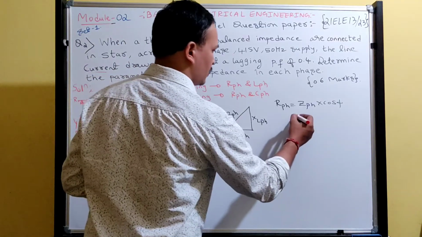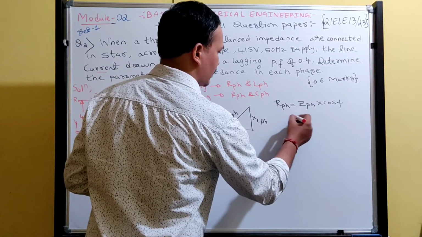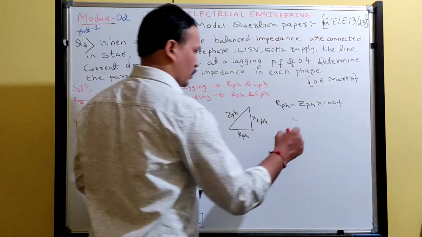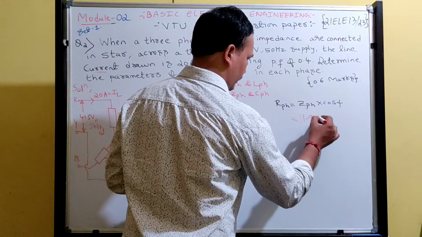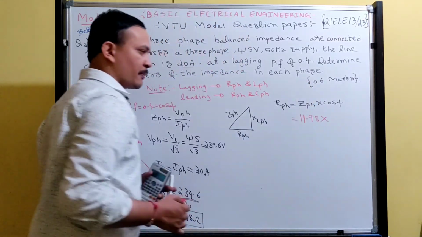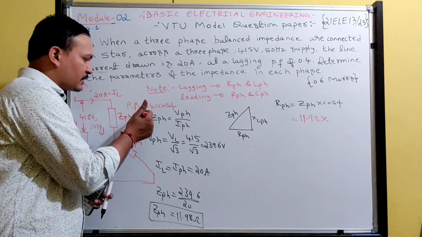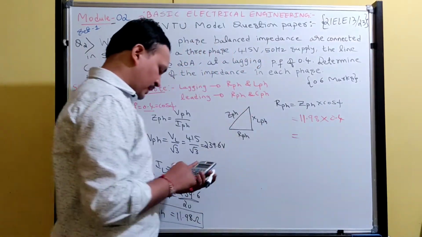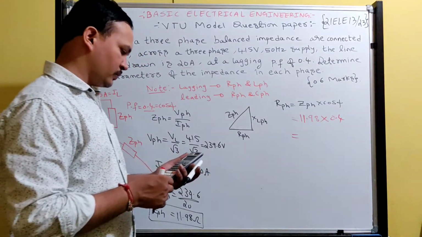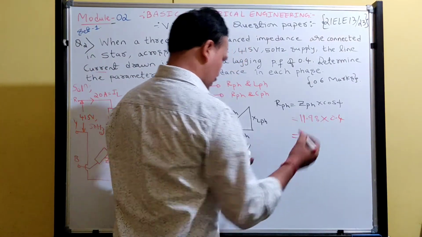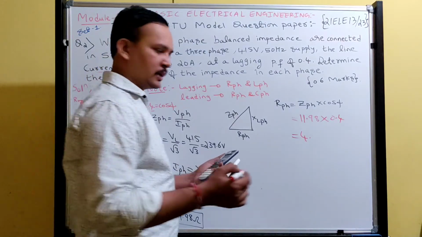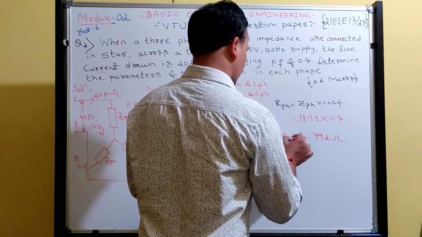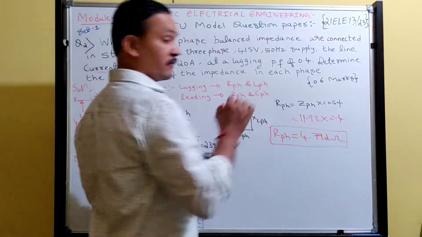Impedance per phase into cos φ. So what is the value of impedance we got? 11.98 ohms. Okay, impedance is 11.98. What is the power factor? 0.4. So multiply that by 0.4. I am getting around 4.792. How much did you get? 4.792, okay, correct. 4.792 ohms. So this is the resistance per phase.